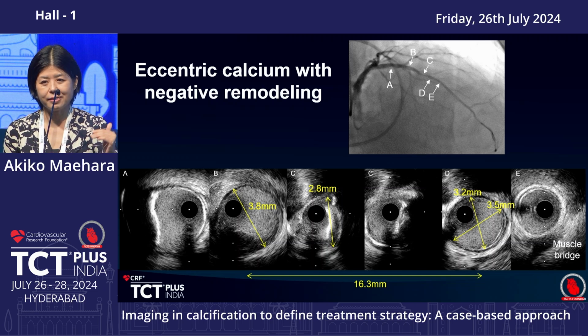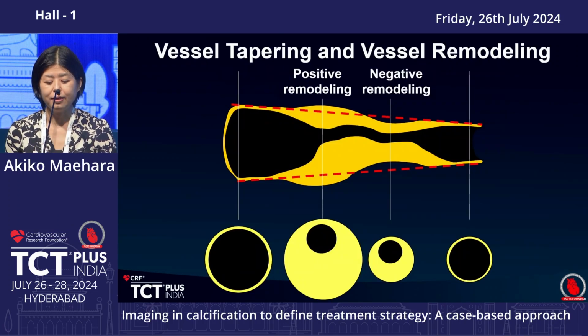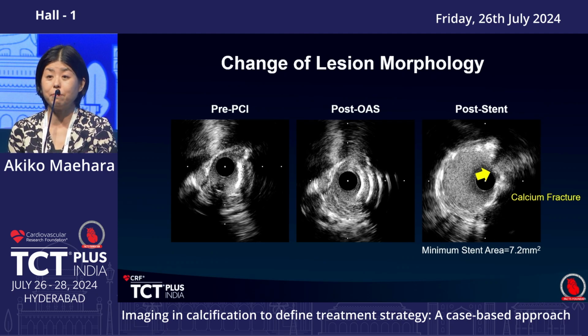And because the IVUS catheter was hitting the surface of the calcium, we thought that doing the rotablator or orbital should be a good idea. And we performed it, because of the negative remodeling. And this is afterwards, you see the new reverberation after the orbital at the site of the calcium. And then after stent, I'm so impressed. Even with such eccentric calcium, we see a nice calcium fracture, making a good stent expansion at the end, which is 7.2. I don't think that happened without some additional treatment.